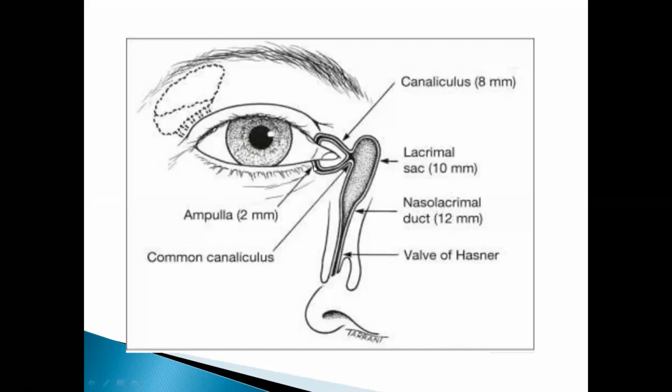So you get the lacrimal puncta here, two small openings at the lid margins. From there, tears drain via the lacrimal canaliculi. You can see the first few millimeters are vertical, then it goes more or less horizontal. Then the two of them join together to form the common canaliculus, and that enters into the lacrimal sac. From the lacrimal sac, there is the nasolacrimal duct through which tears enter into the inferior meatus of the nose. This area is called the valve of Hasner, and that is usually the commonest site where you will find an obstruction.